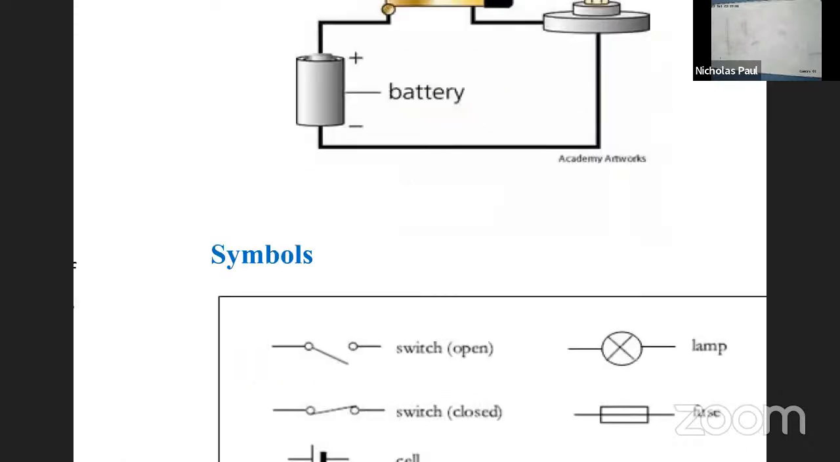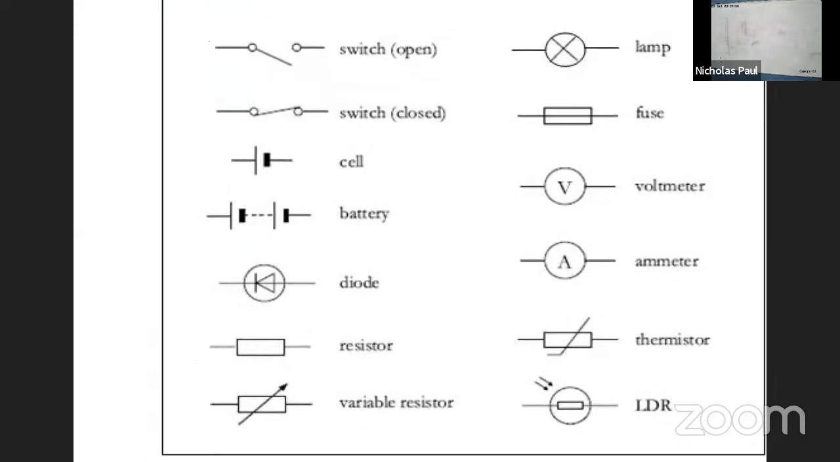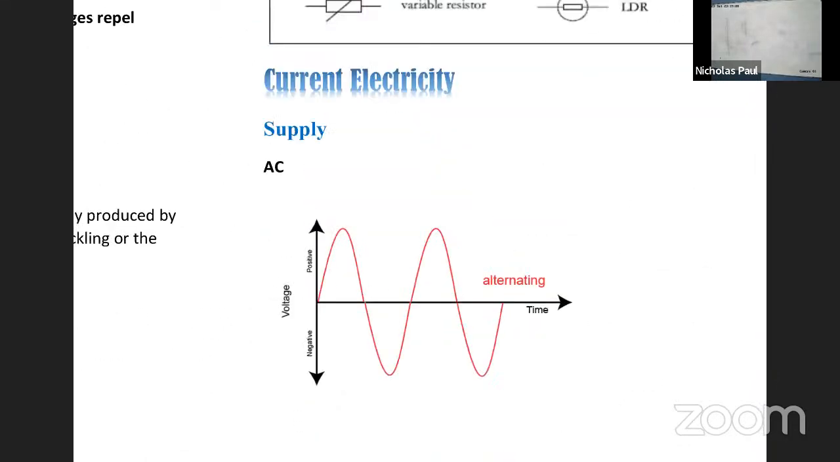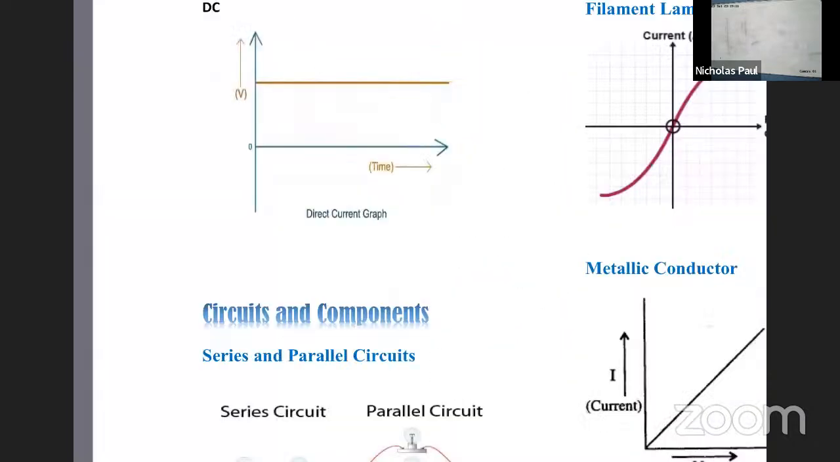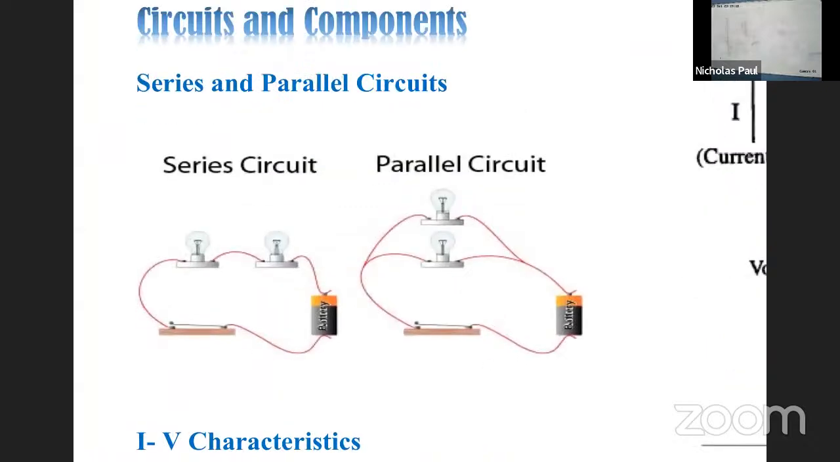Here's a circuit, and here's all these circuit symbols you need to learn. We have alternating supplies, and we have a direct supply, right? Make sure you can graph them. We have series circuits and parallel circuits, right?